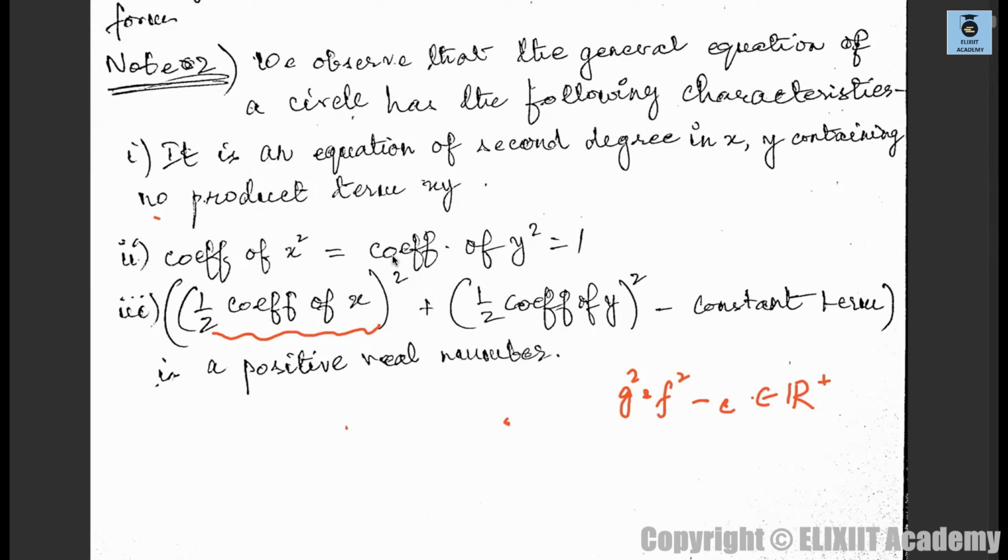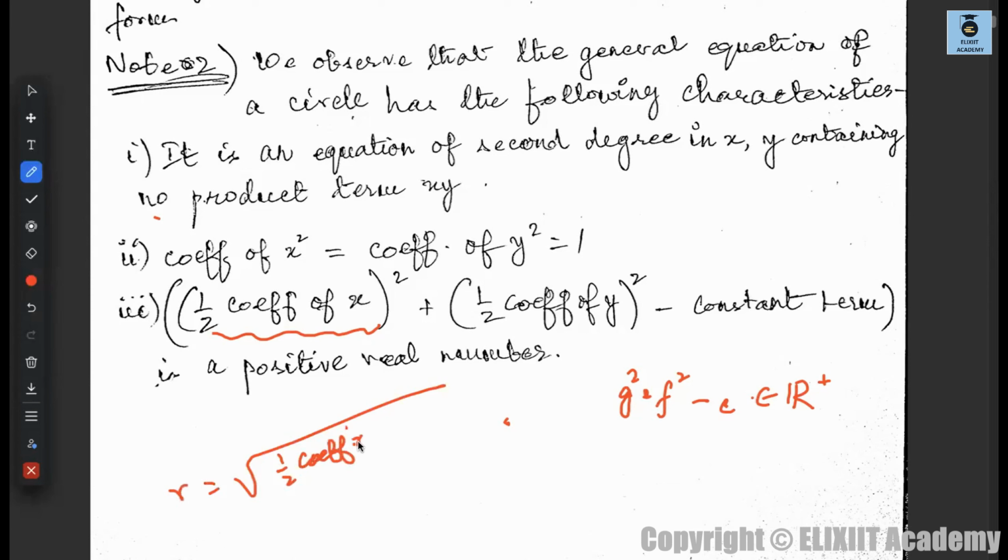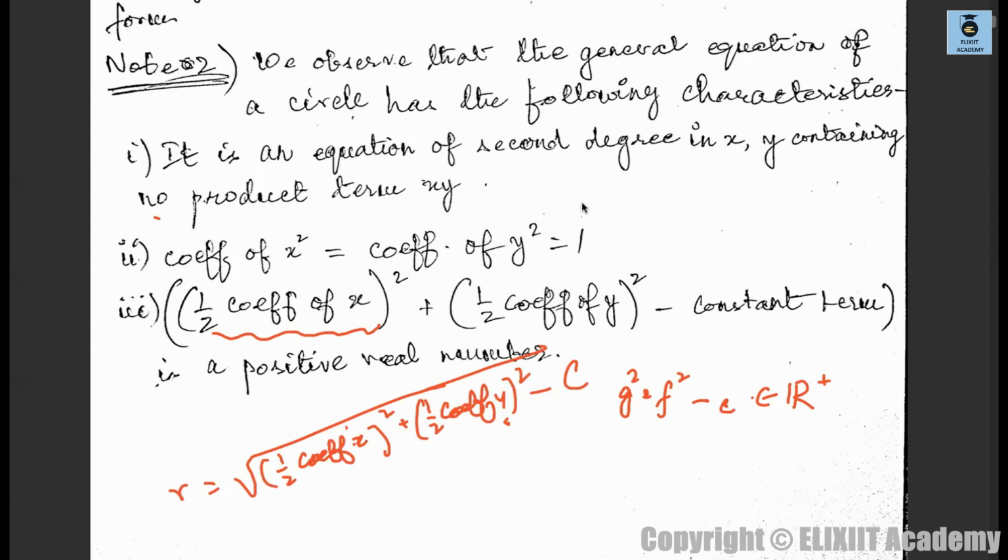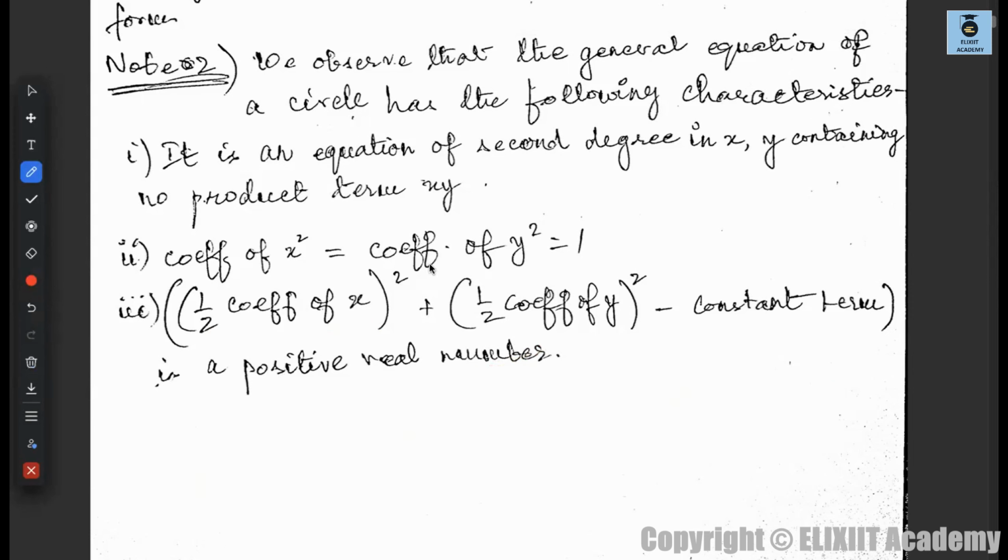Radius, this simply means the radius. This must be a positive real number because the radius is given by half times coefficient of x whole square plus half times coefficient of y whole square minus the constant term, minus c. That's what they have said. I hope you have taken this down. Right? Done.